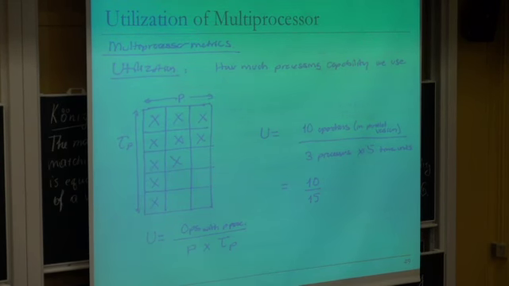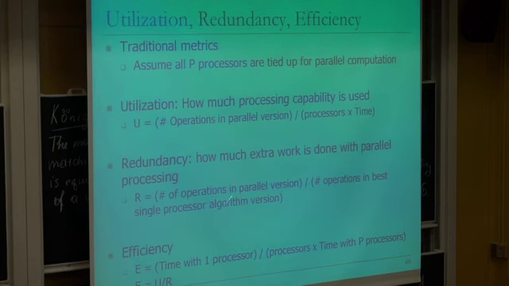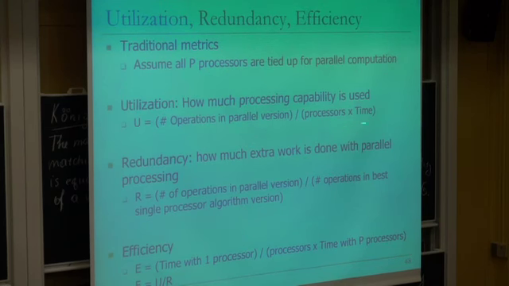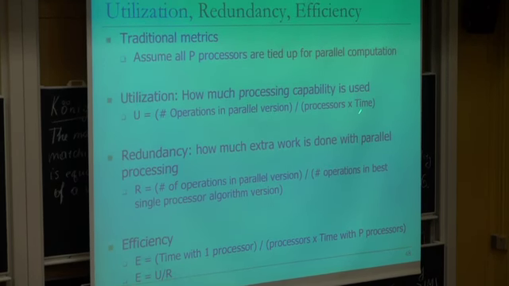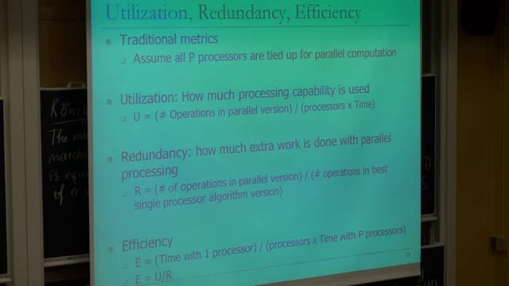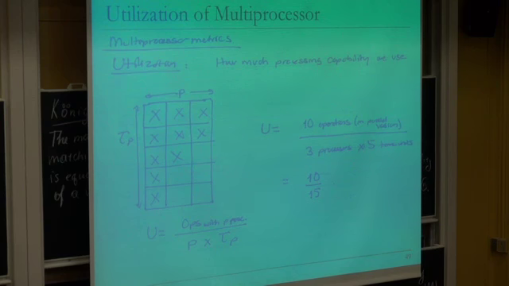Okay, utilization. So this previous example, basically utilization is how much processing capability we use. It's essentially the number of operations in the parallel version divided by the number of processors times the number of time steps you've taken to execute. You can think of this as the volume of processing that you have and how much of it you actually used. Remember, we had 3 processors. We executed things for 5 cycles. But we didn't use all of the processors on all of the time steps.